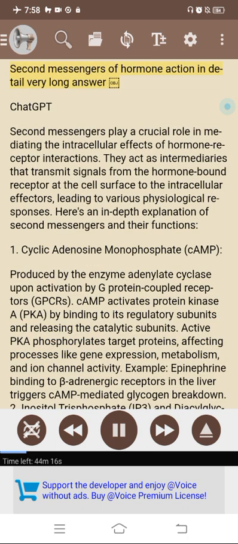Second messengers of hormone action in detail. Very long answer. ChatGPT. Second messengers play a crucial role in mediating the intracellular effects of hormone receptor interactions.